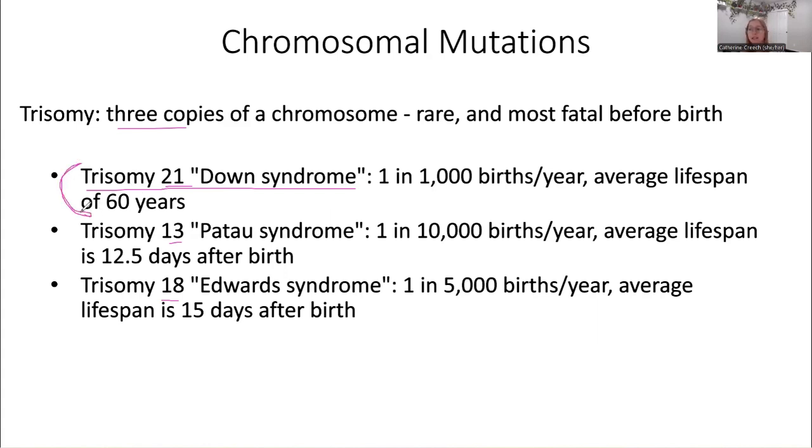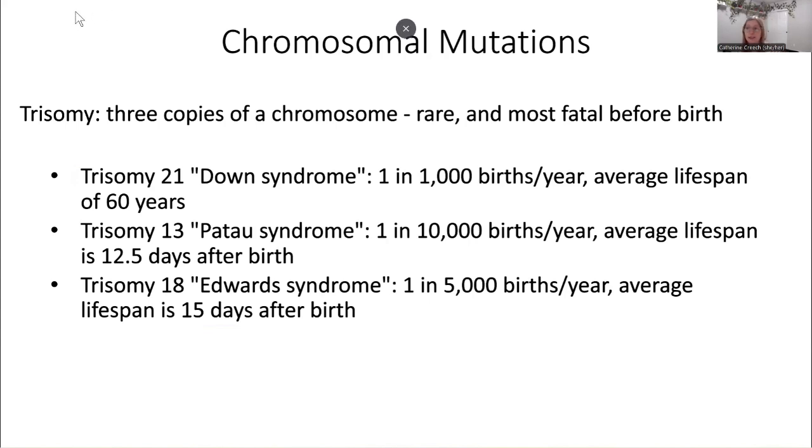Like they're delayed and there's differences, but they can live for 60 years and have wonderful, happy, healthy lives. The other 2, there are less of these that are born, and the life expectancy is really short, 12 to 15 days. So we don't do well with 3 copies of chromosomes unless it's 21. That's like the only one that we can really roll with as humans.